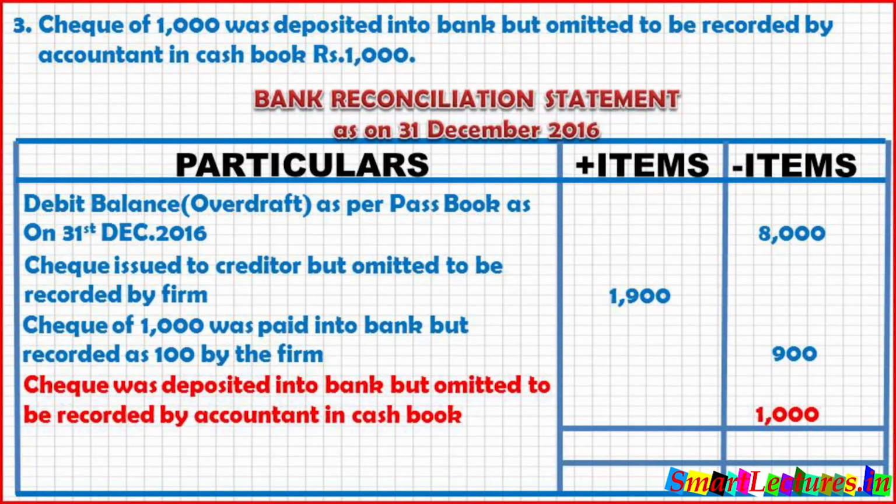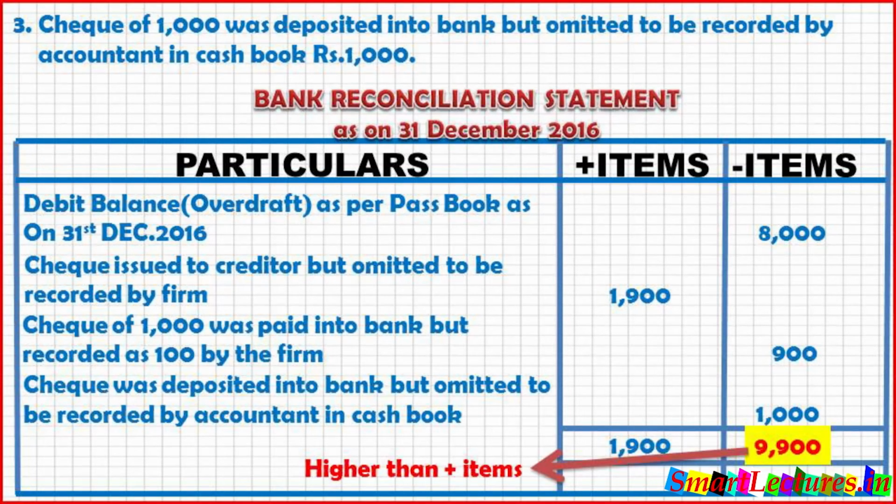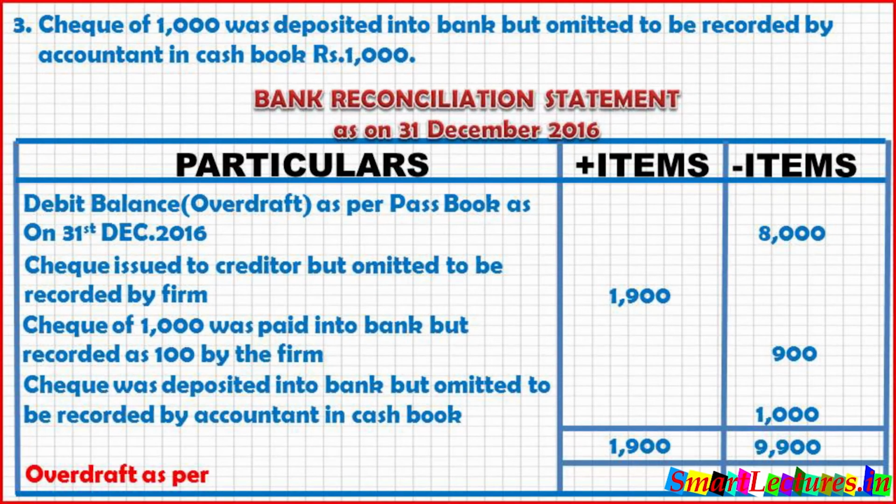So total on plus side 1,000, total on minus side 1,900. So you can see the total of minus side is higher. So our answer will be overdraft, means this is the negative balance. We started our question from passbook, but our answer will be as per cash book. So answer is overdraft as per cash book 8,000. 8,000 can be written in the minus side, or you can write it in the particulars, whatever. There is no particular presentation of bank reconciliation statement. So you can follow your teacher or your book.